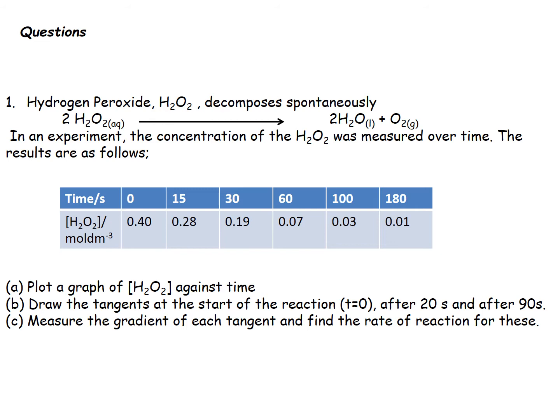So plot the graph of H2O2. So this is hydrogen peroxide decomposing spontaneously. So hydrogen peroxide, you've done this where you've used catalase like liver and stuff to break it down into water. Draw the tangents at the start of the reaction, t equals 0, after 20 seconds and after 90 seconds. So you're probably going to be drawing tangents because it's a curve. Measure the gradient of each tangent, so that's change in y over change in x, to work out the rate of reaction of these.